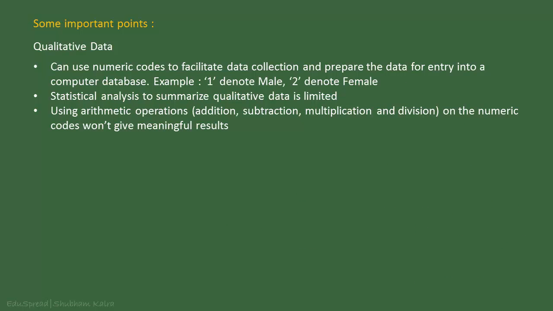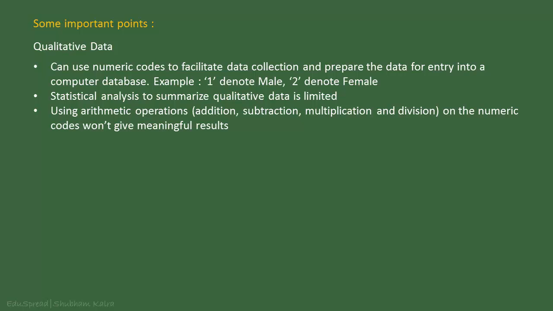It is important to note that when we have qualitative data, we can use numeric codes to facilitate data collection and to prepare the data for entry into a computer database. For example, if we have some data on gender, we can denote male by 1 and female by 2. Also, the statistical analysis available to summarize the qualitative data is limited. We can summarize the qualitative data by drawing pie charts, bar diagram, etc.